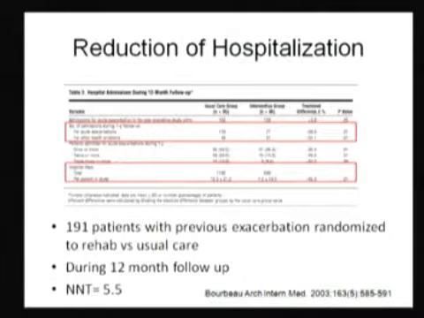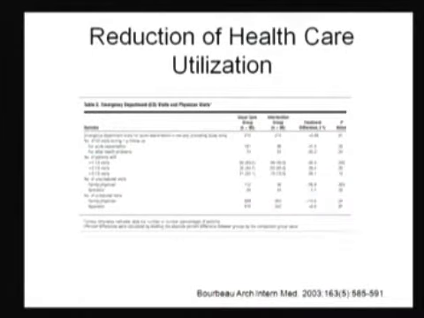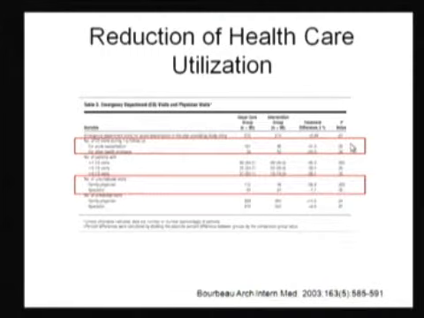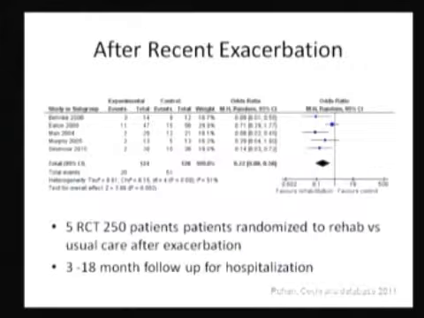A very powerful study. The number needed to treat was 5.5 patients, so you need to enroll 5.5 patients in pulmonary rehab to prevent 1 admission. Okay, so that's what makes it really cost-effective. The same study shows a more general reduction in healthcare utilization. We see that patients who were enrolled in pulmonary rehab had fewer ER visits for exacerbation, and the difference was statistically significant. They also had fewer unscheduled visits to family practitioners, so less utilization of healthcare resources.